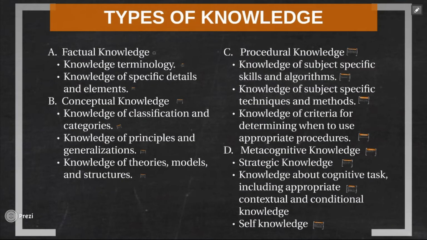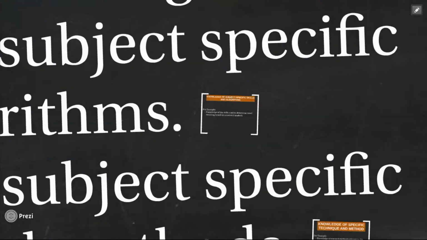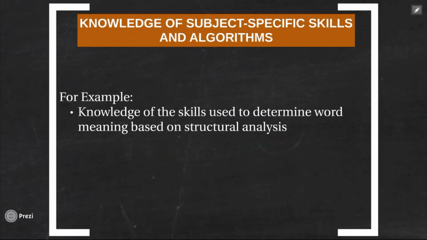In the procedural knowledge, there are three knowledge. The first is knowledge of subject-specific skills and algorithms. The example of knowledge of subject-specific skills and algorithm is knowledge of the skills used to determine word meaning based on structural analysis.